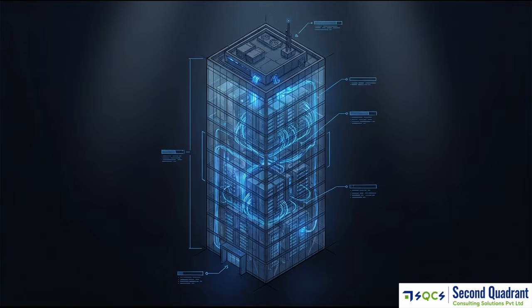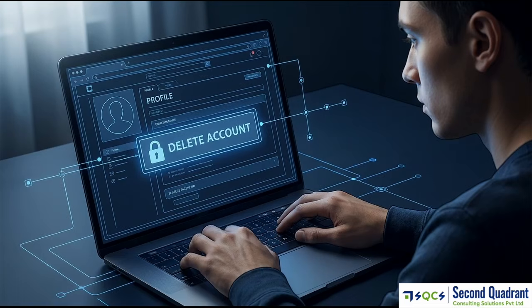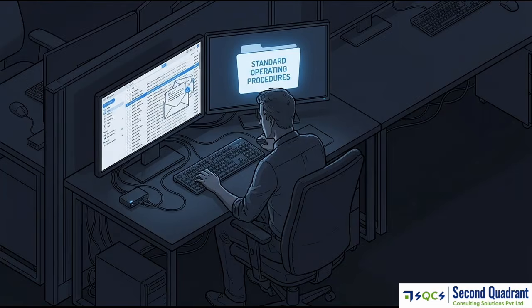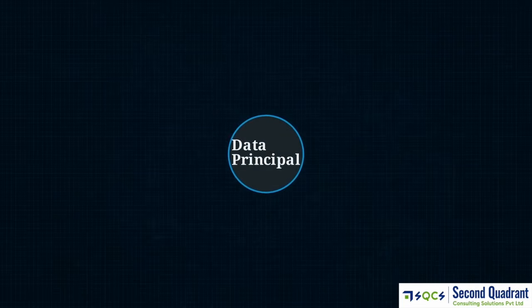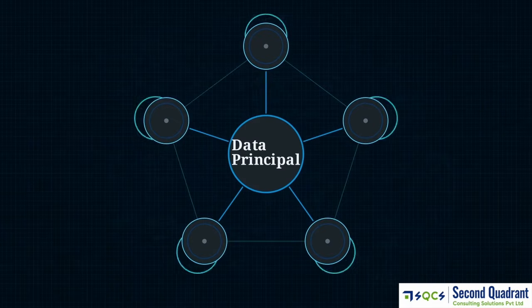data is processed. For years, individuals had little say over how their information was used, and no reliable way to correct or delete it. Businesses, meanwhile, lacked any standard process to handle such requests, even if they wanted to. The DPDP Act changes both sides of that dynamic by introducing 5 distinct rights for data principals.